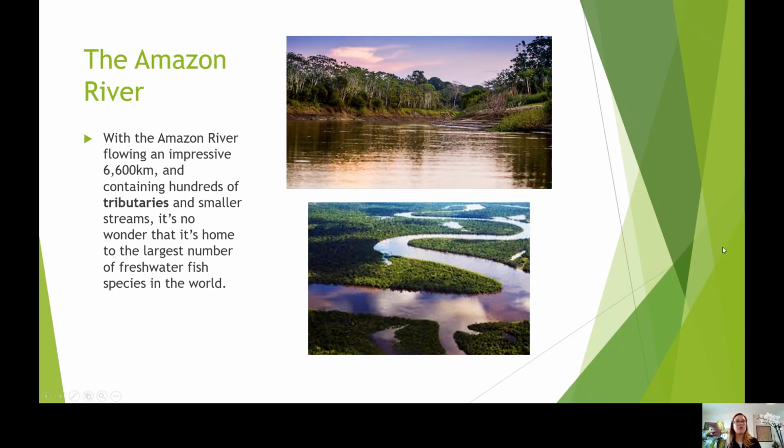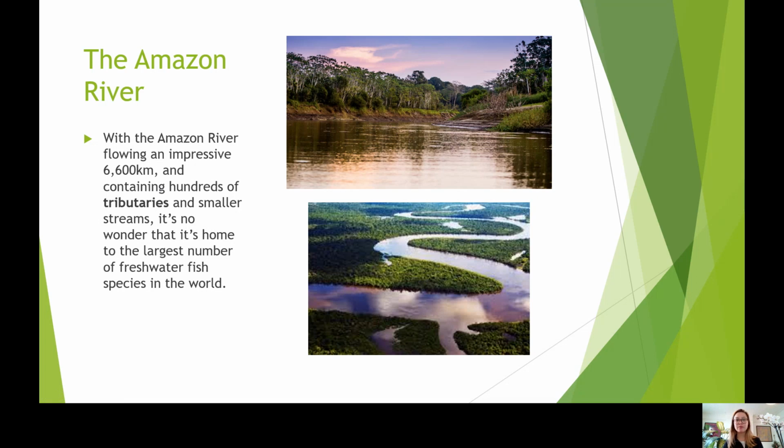The Amazon River. The Amazon River flows an impressive 6,600 kilometers, containing hundreds of tributaries and smaller streams. It's no wonder that it's home to the largest number of freshwater fish species in the world. Now, what do you think is the longest river in the world?